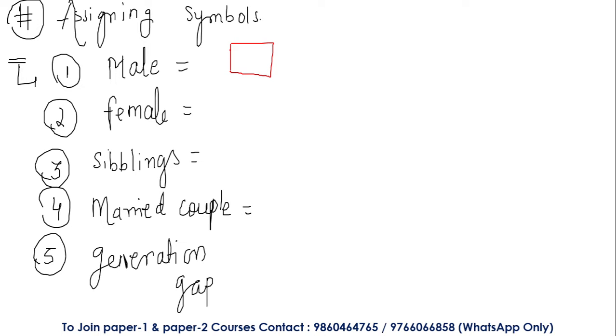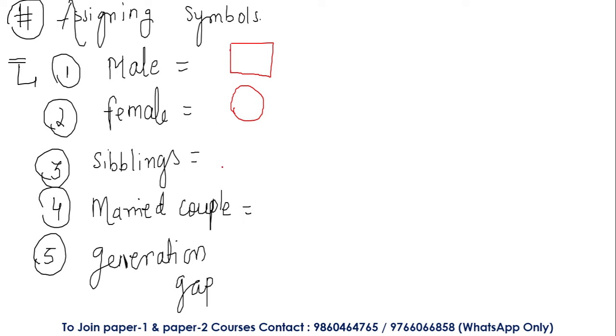Once again, the symbols are not fixed. Please make note of it. You can use some different symbols, but again, I would like to repeat: make sure that you use the same symbols, because we have to solve a lot of questions, so that you won't get confused, and it will help your understanding. So for male, we are going to use a square shape. For female, we are going to use a circular shape.